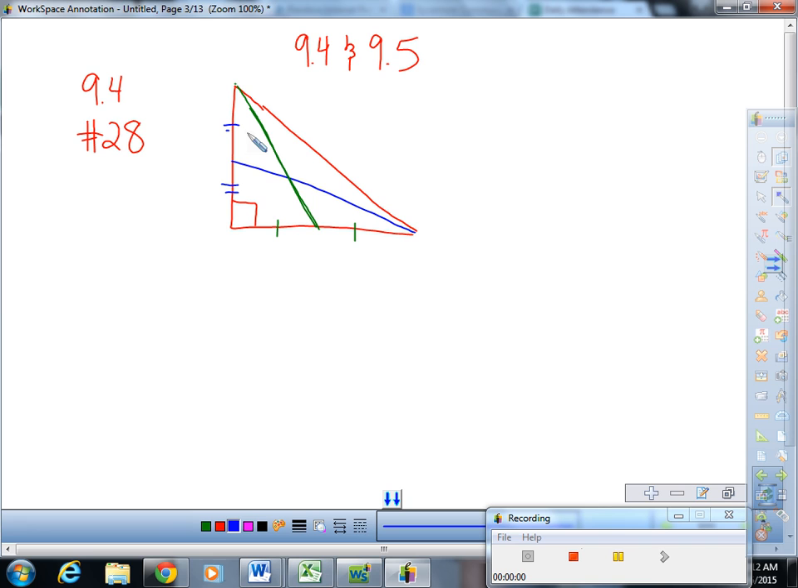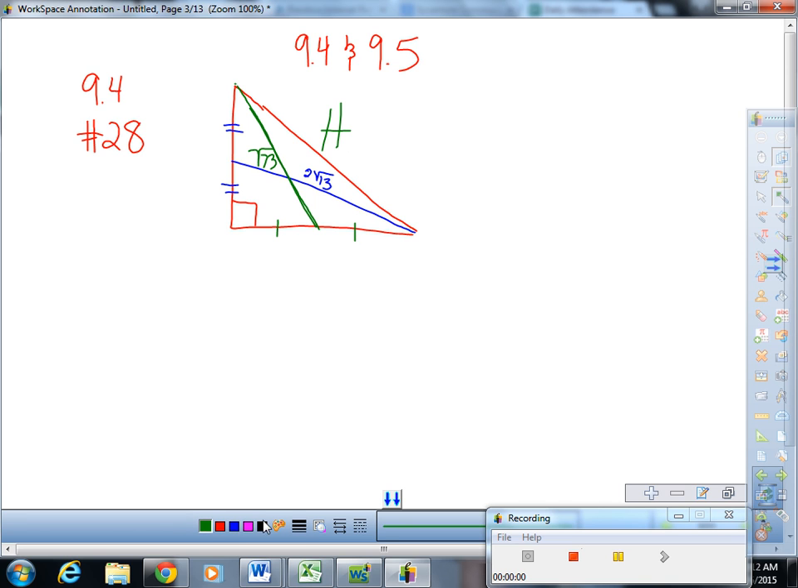One of the medians, it says, is 2 radical 13, and the other median is radical 73. Can you guys confirm that that is correct? Okay, and it asks us to find the length of the hypotenuse of this triangle. This is such a good question.